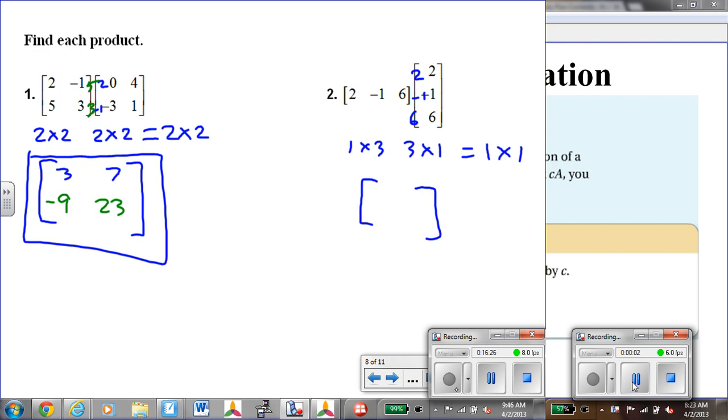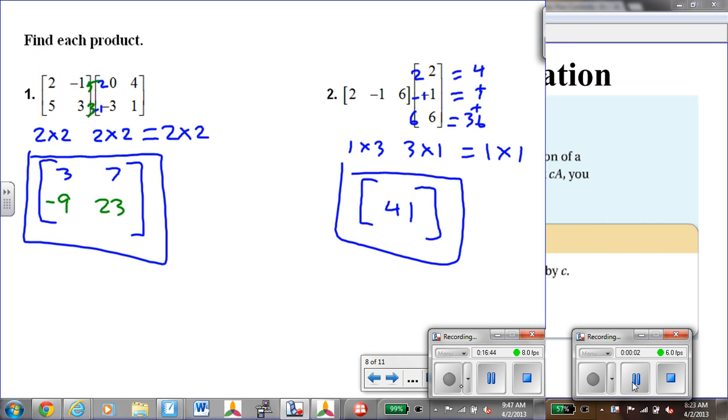What's 2 times 2? 4. Negative 1 times negative 1 is 1. 6 times 6 is 36. And we add all of this together, and you get 41. That's your 1 by 1 matrix.